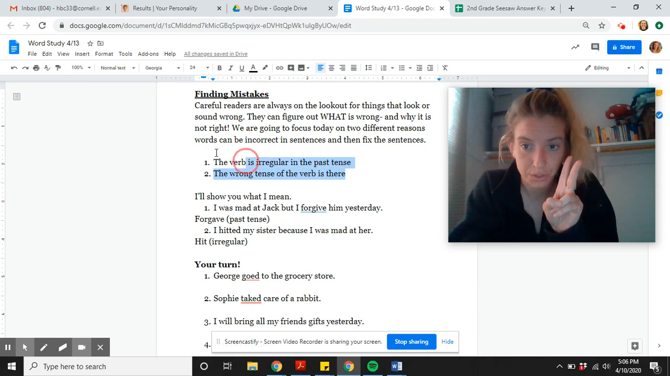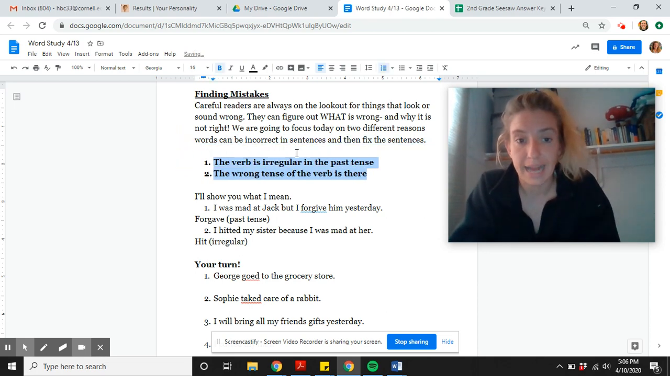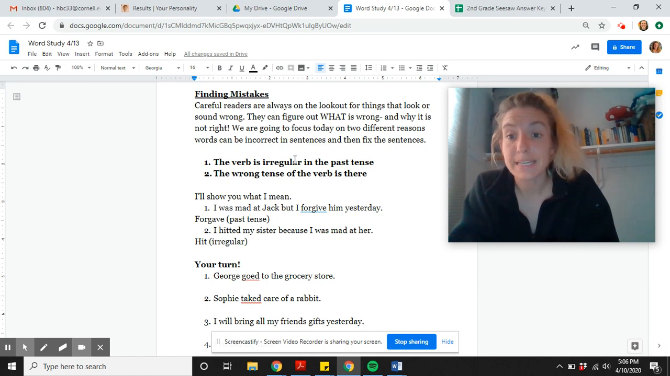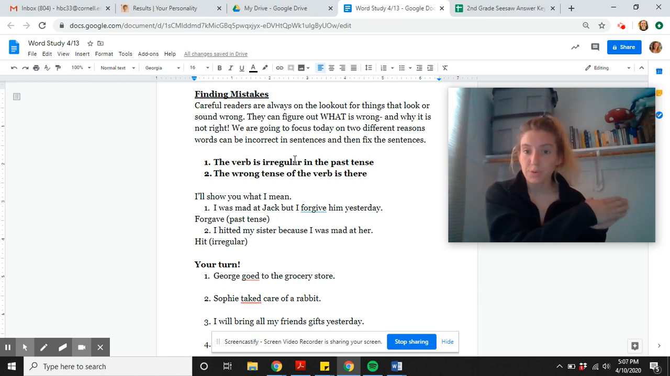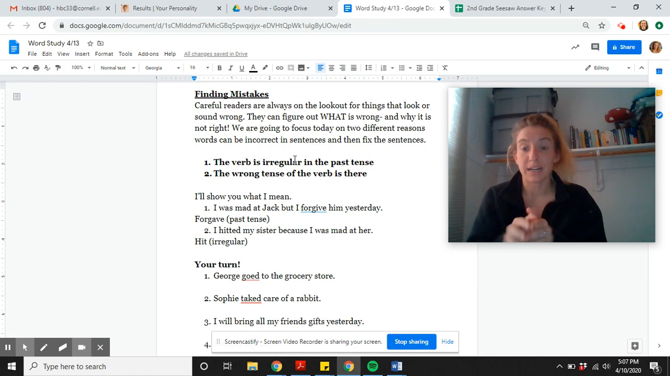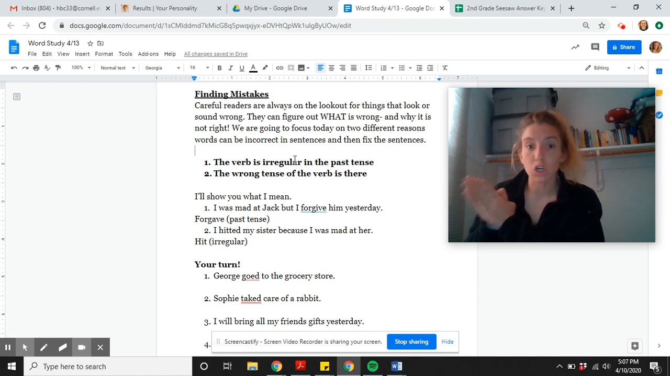These are the two errors or mistakes that we're focusing on today. One is that the verb is irregular in the past tense. Remember, we talked about this. Past tense means things that already happened. You can add on the word yesterday. Present tense means things that are happening right now or that always happen. And the future tense means things that will happen or are going to happen.